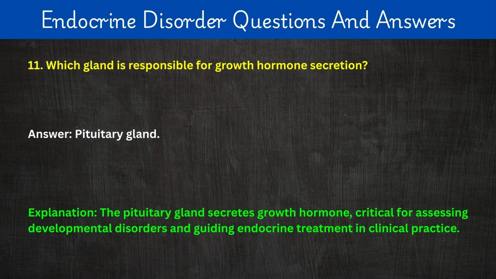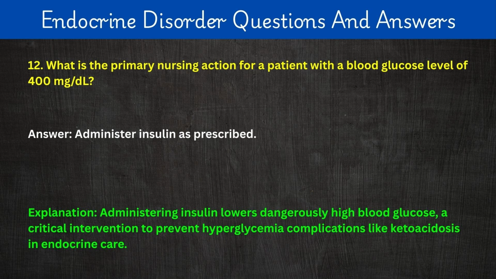11. Which gland is responsible for growth hormone secretion? Answer. Pituitary gland. Explanation. The pituitary gland secretes growth hormone, critical for assessing developmental disorders and guiding endocrine treatment in clinical practice.